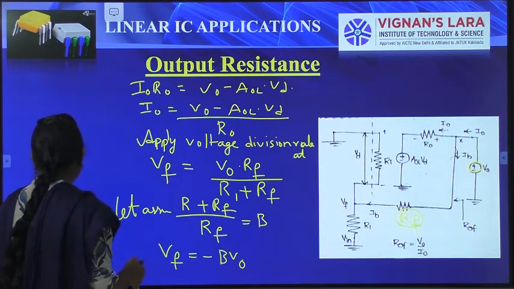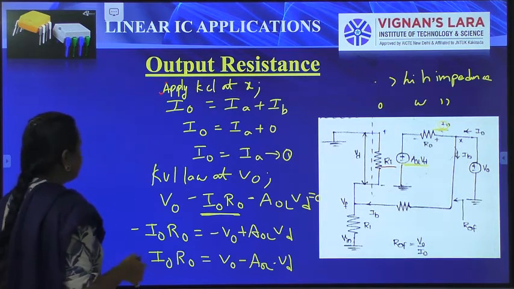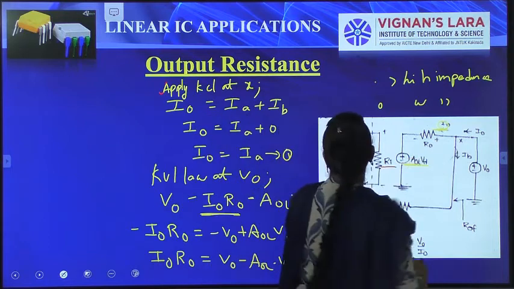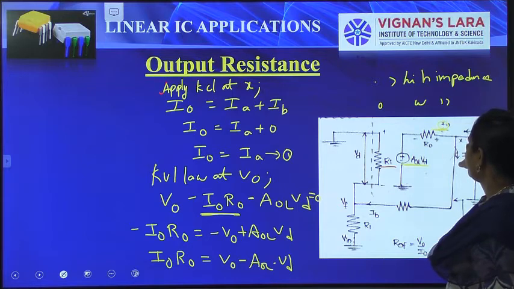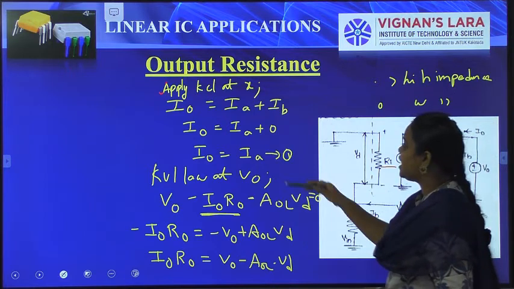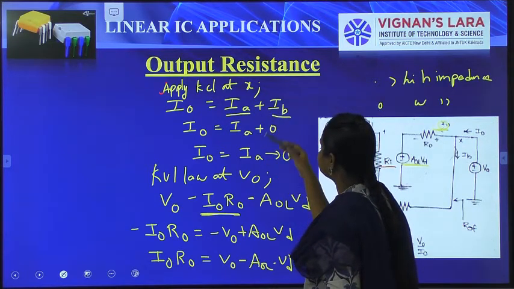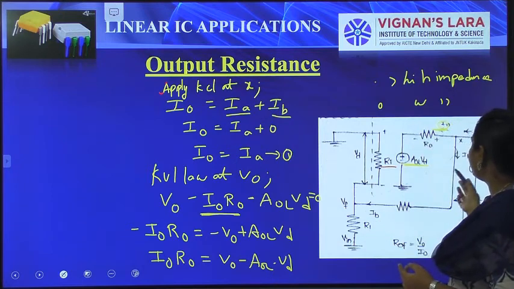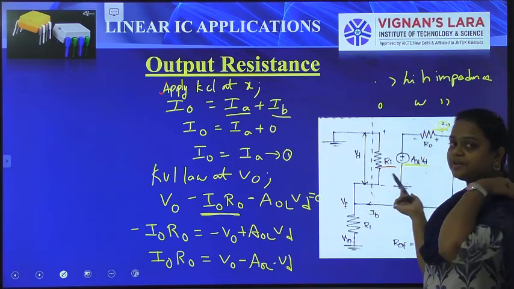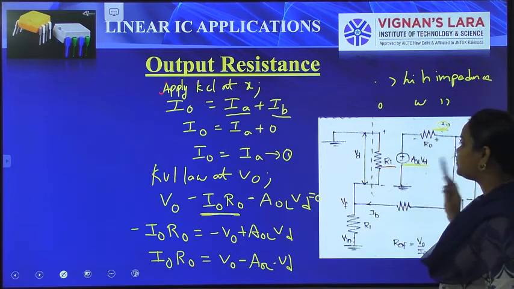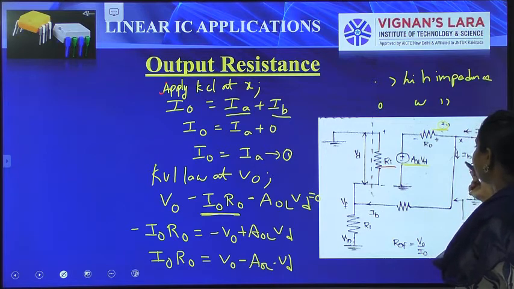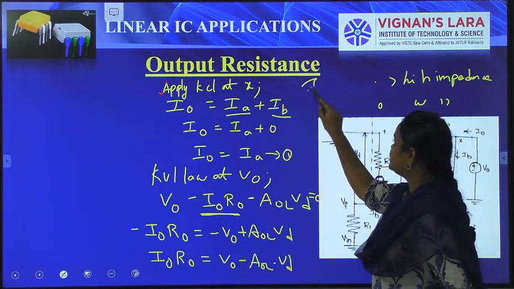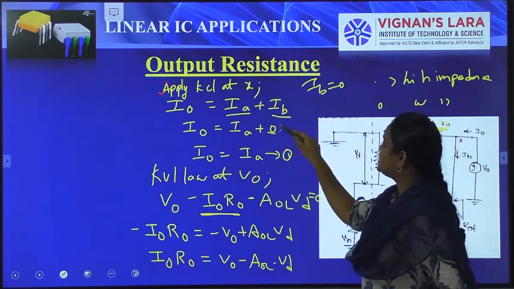Here I can explain once again. Apply KCL at X. The I naught is equal to IA and IB. The current flowing through this X is IA and IB, so I naught is equal to IA plus IB. Here IA is greater than IB, so we neglected IB. Why? Because the output impedance connected to this op-amp is very low compared to the input. So for the output feedback, the current flowing through it is very low. So IB is taken as 0 for simplification purposes.